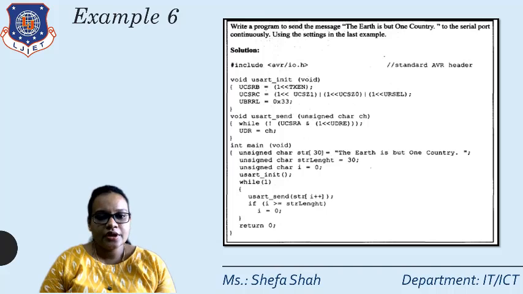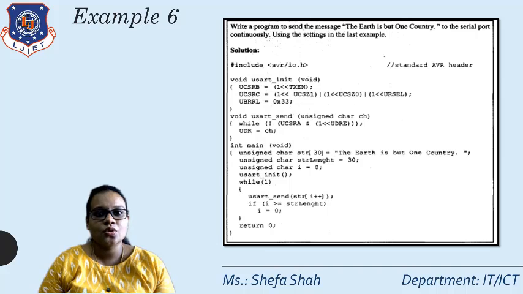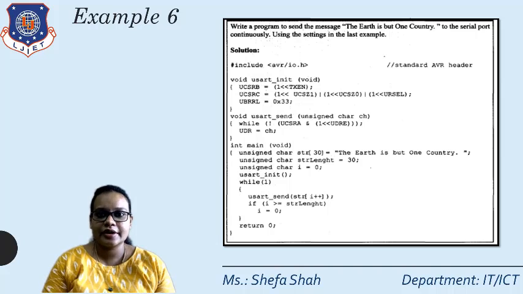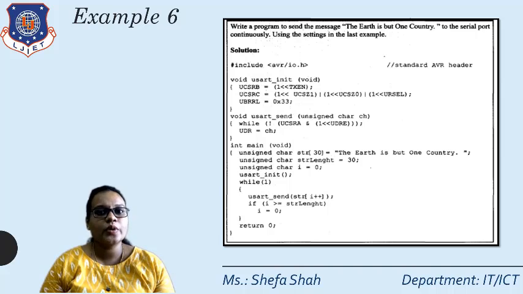Now we need to transmit the whole string serially. So while 1, we need to call the transmit function, that is USART_send, and in this we are transmitting the whole string, so we are passing str[i++]. So we are incrementing one by one character, right? And if i is greater than or equal to the string length, then we need to set i equal to 0. Then we start again from the beginning, and return 0. So this is how we can transmit the whole string when the string is given to us.